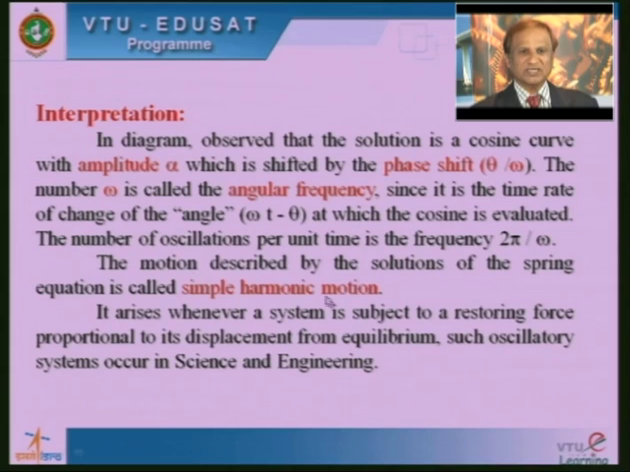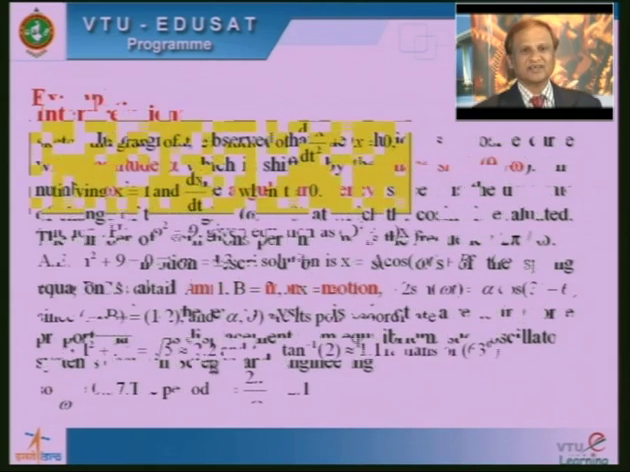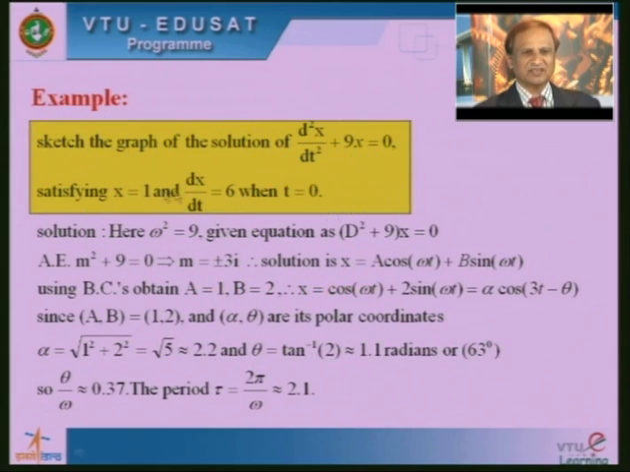The motion described by the solution of the spring equation is called simple harmonic motion. As we know, it arises whenever a system is subjected to a restoring force proportional to its displacement from equilibrium. Such oscillatory systems occur in science and engineering. I have already given information regarding how such types of problems arise in engineering and science.